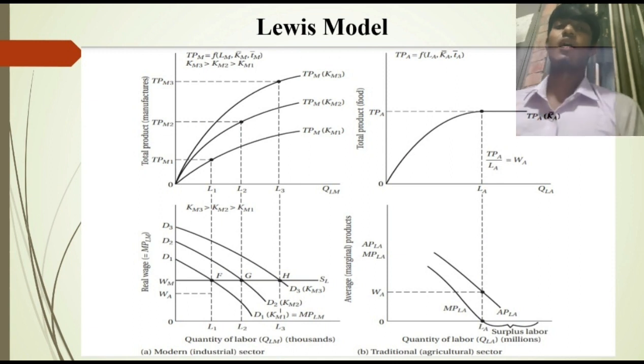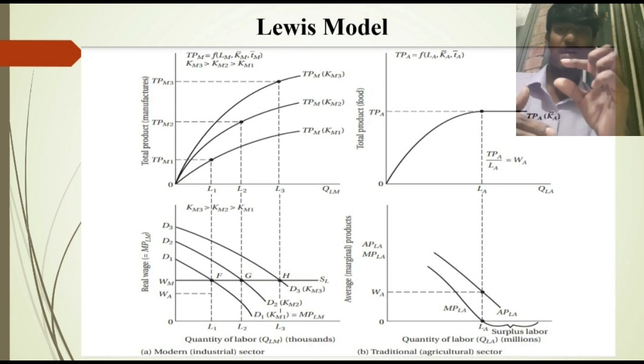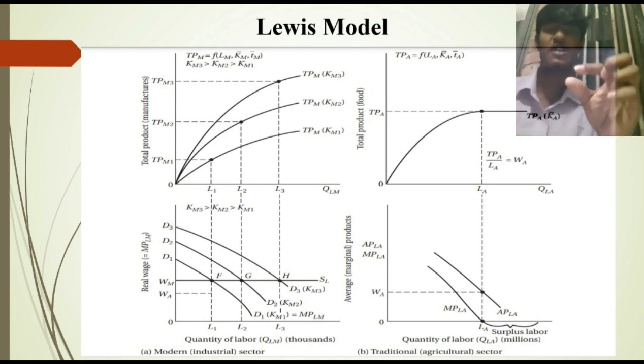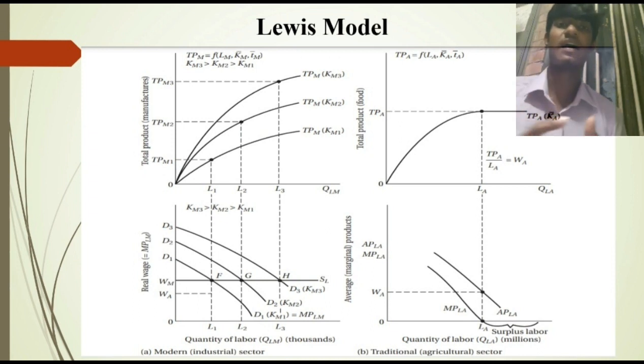On the other hand, WA is the wage rate of the agriculture sector, and WM is the wage rate of the manufacture sector. The gap is the higher wage rate of the manufacture sector, because we know from our previous slide that WM, the wage rate of the manufacture sector, is higher than the wage rate of the agriculture sector.